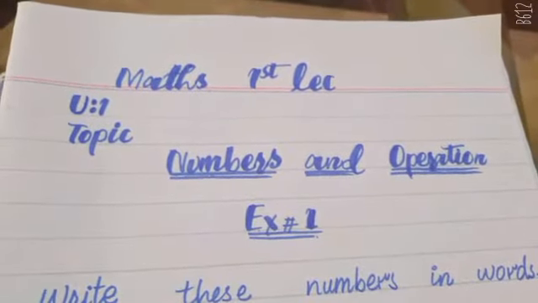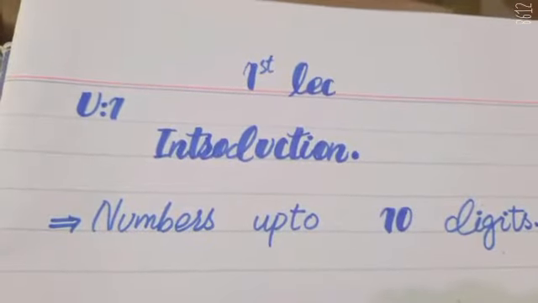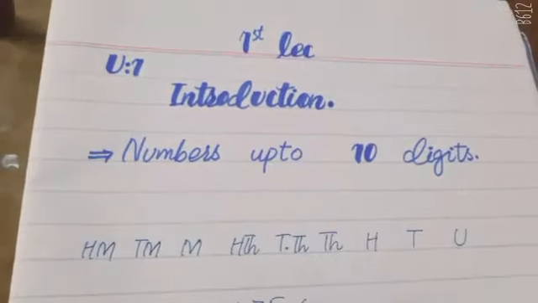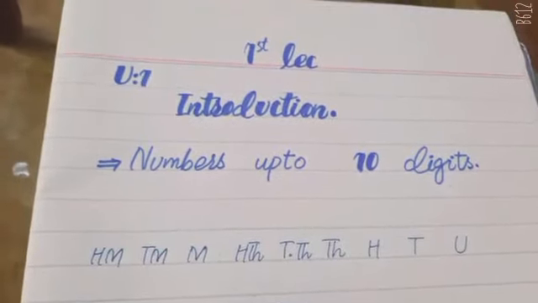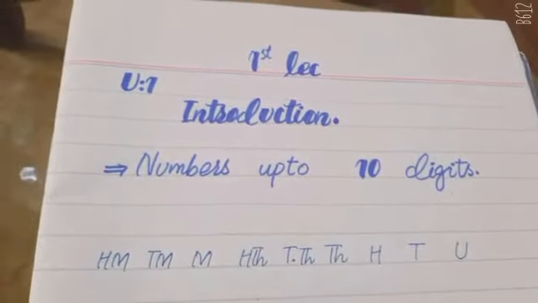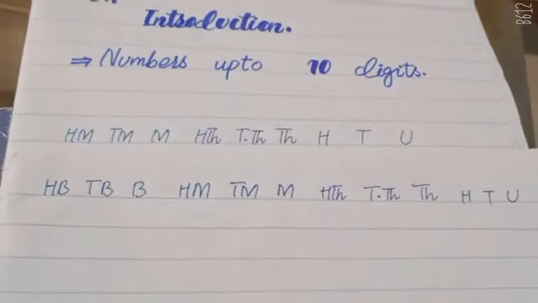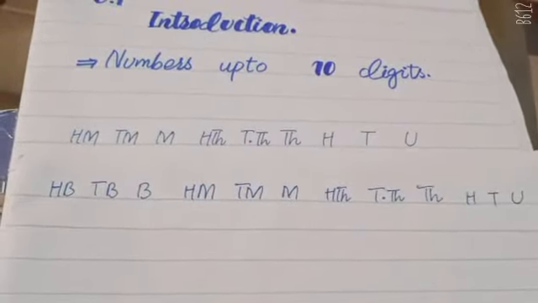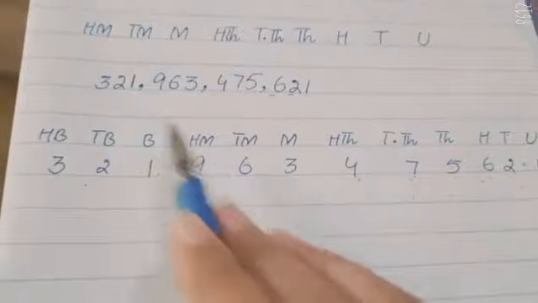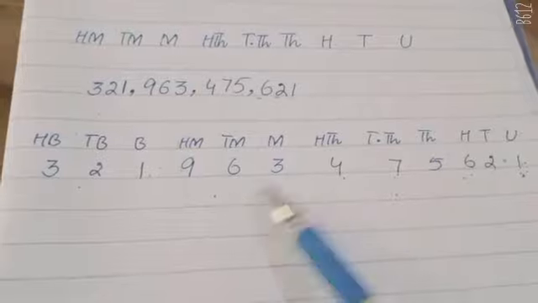The first lecture of maths is unit number 1, numbers and operations. Today we learn about the numbers up to 10 digits. Let us learn about the place value of a number. Remember students, we learn up to 9 digits in class 4. Same technique applies to greater numbers. 10 digit numbers is in billions. Each digit in a number has its own value depending upon its position.